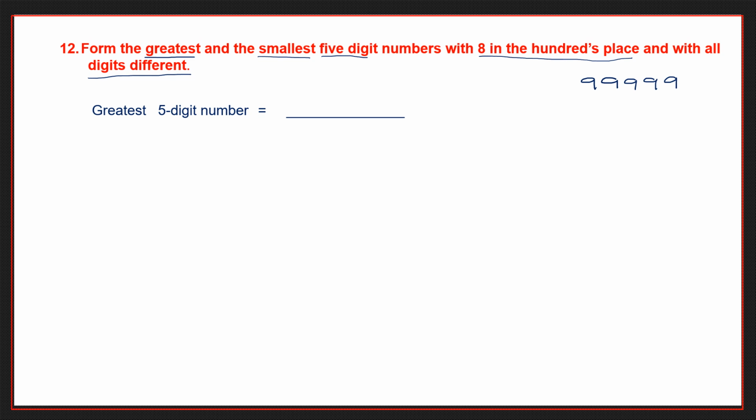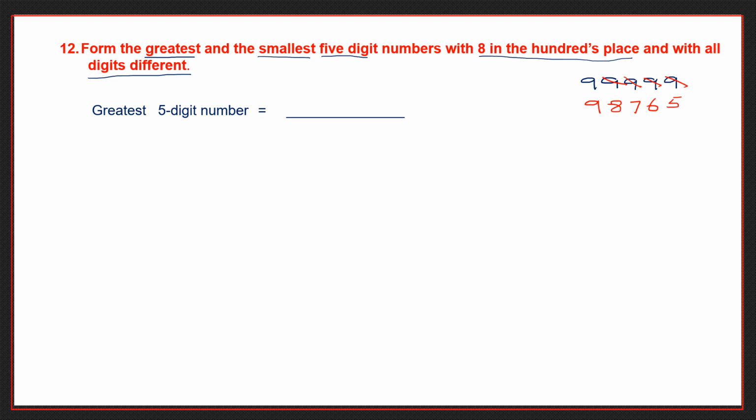Now here they're saying all digits have to be different, isn't it? All digits different. So we're going to change all these, have only one 9 and then change all the other digits. So starting with 9, we have 9 and then we remove this 9 because we can't repeat. We write the next highest number, that's 8. Remove that. We can't repeat 8, 7, 6, 5. So we have got 98,765. So we've got all the digits different.